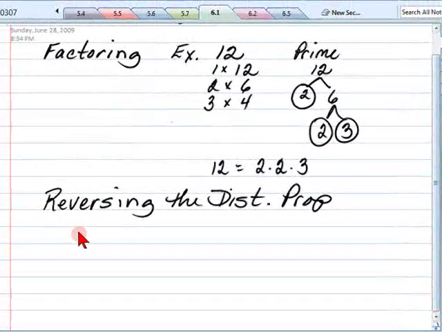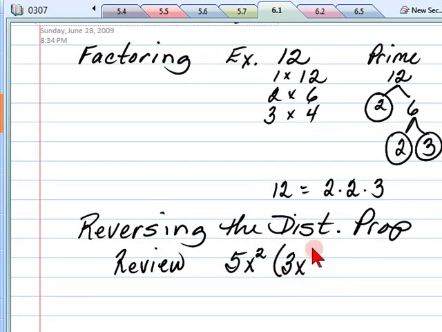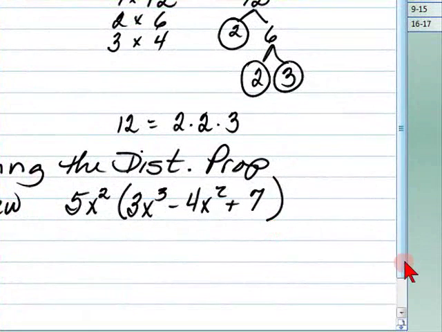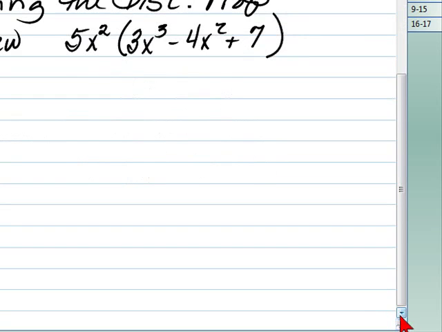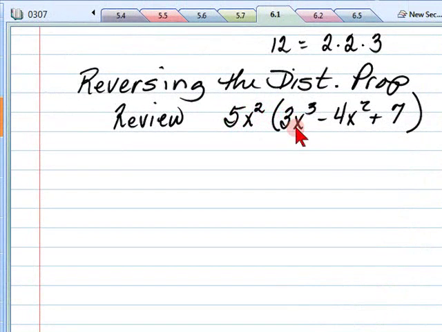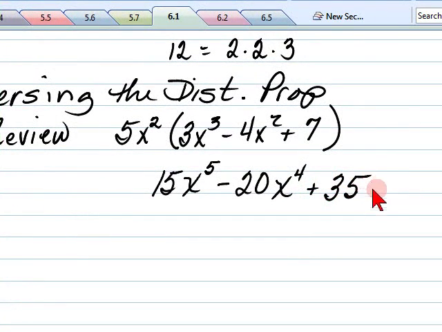So let me remind you of the distributive property. If I had 5x squared times 3x to the third minus 4x squared plus 7. If I ask you to use the distributive property and do that multiplication, what is 5x squared times 3x to the third? 15x to the fifth, because you would use the product rule, which says to add the exponents, minus 20x to the fourth, plus 35x squared.